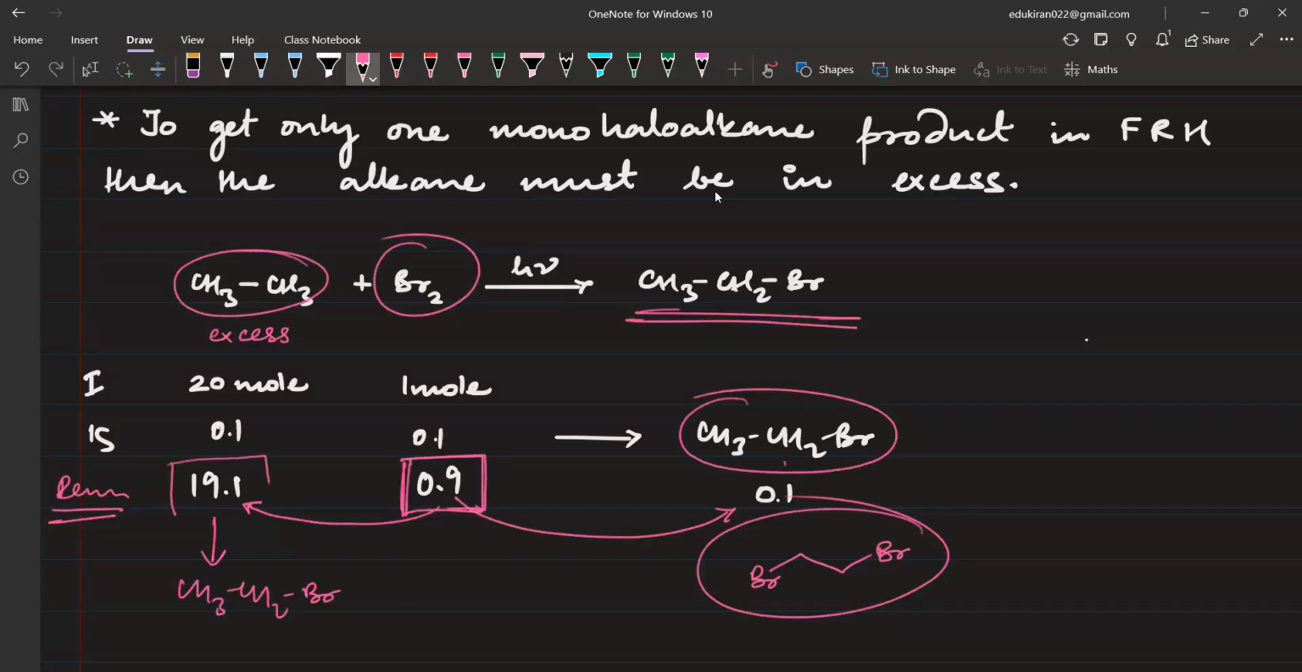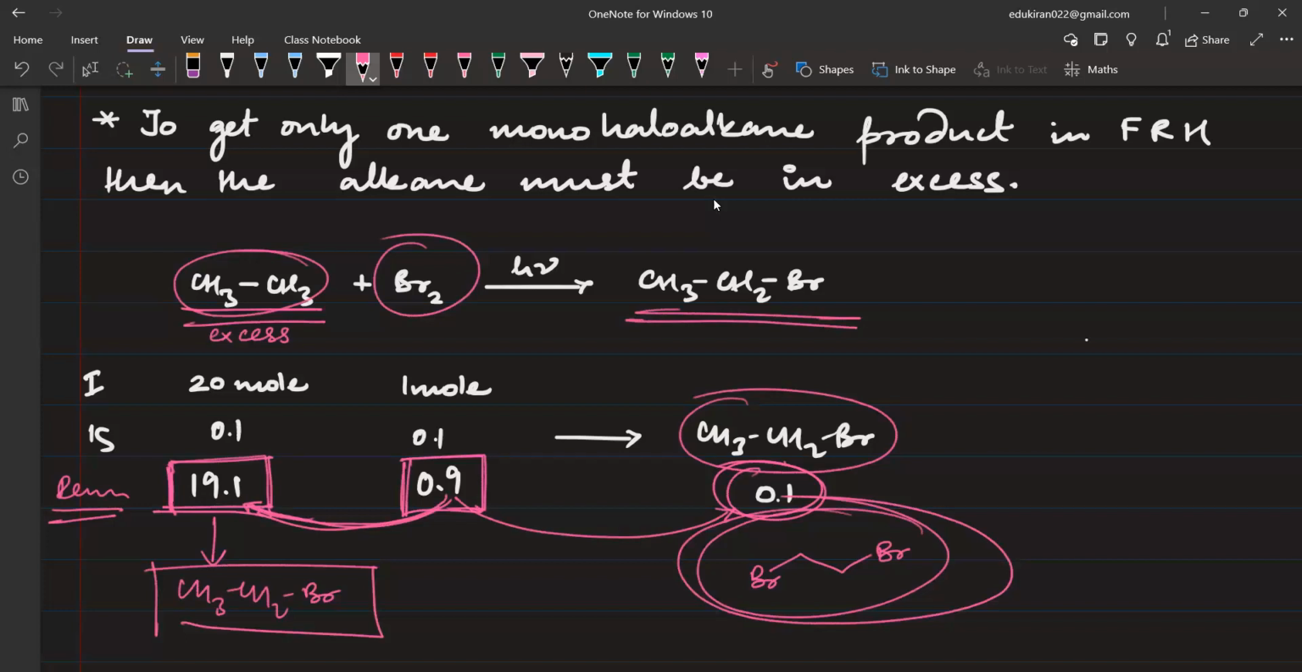Now tell me, what is the probability that Br2 will collide with 19.1 mole or 0.1 mole? Which has the higher chance of collision? 19.1 moles, right. So if Br2 is always colliding with CH3CH3, we will always get the monohaloalkane, and we will not get the dihaloalkane mixture. That is why, to get only one monohaloalkane product in free radical halogenation, we need to have the alkane in excess, and this was asked in this year's board examination. A question like this came: in free radical halogenation, how can we get a single monohaloalkane product? Come on, write quickly, raise your hand once you are done.